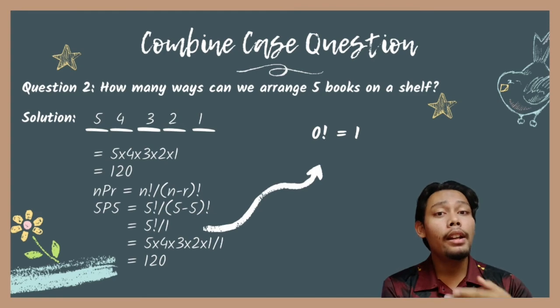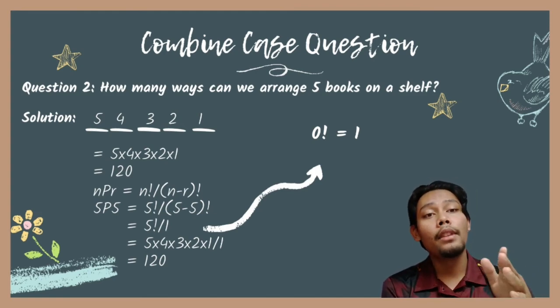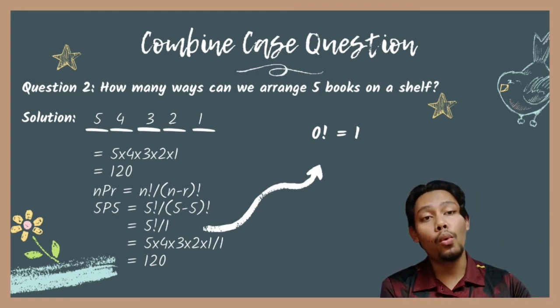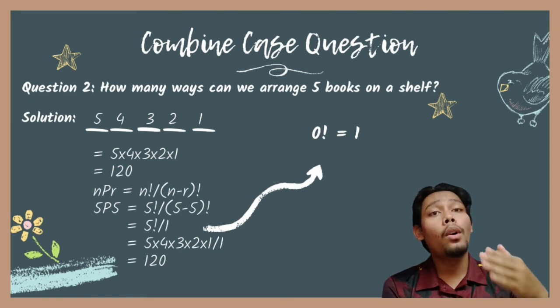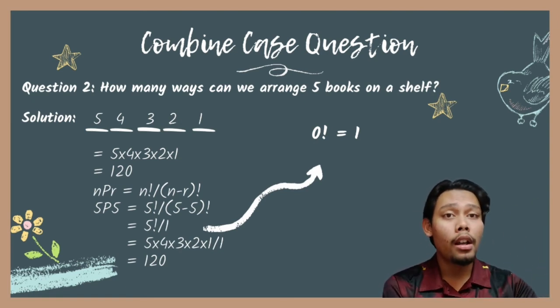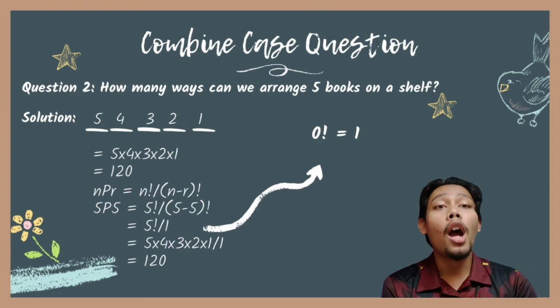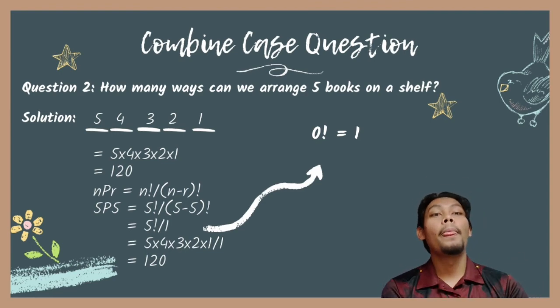So 5 factorial, like I said before, is times with the numbers that go down to 1. So 5 times 4 times 3 times 2 times 1 divided by 1, so equal to 120. So the answer is the same as I said before.